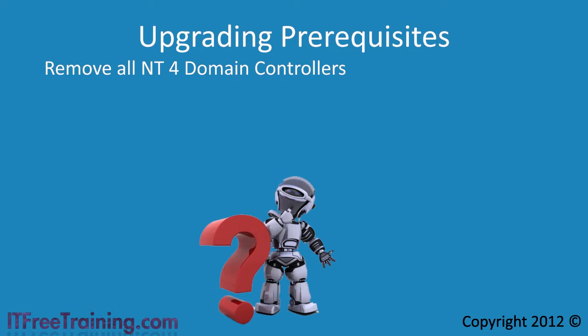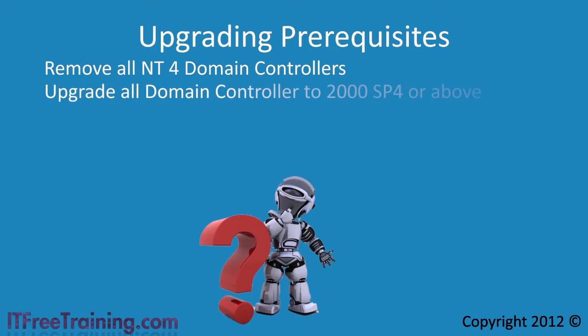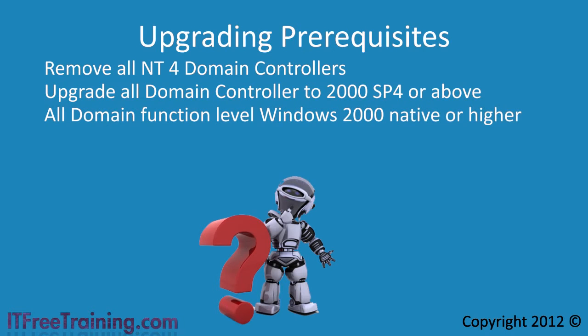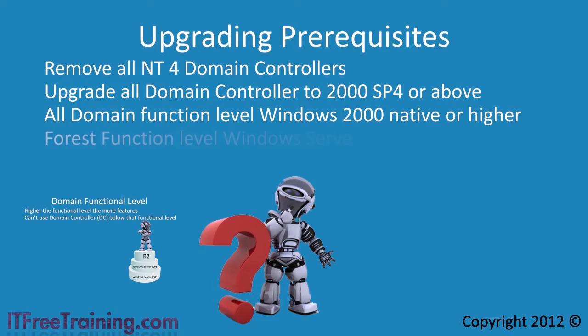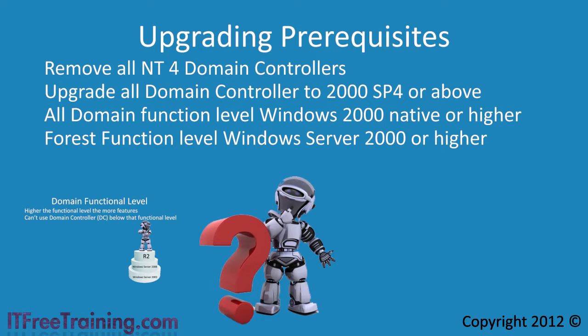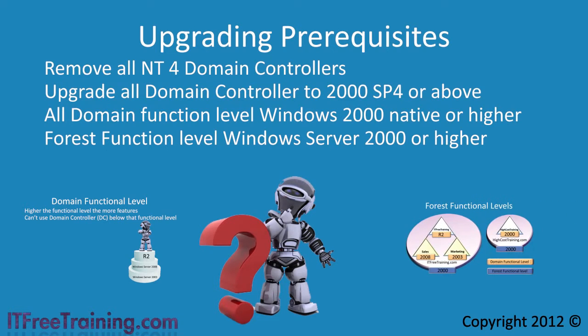For the rest of the domain controllers on your network, ensure that they are running Windows Server 2000 with Service Pack 4 or above. Second, you need to ensure all the domain functional levels in your forest are Windows 2000 native or higher. For information on how to do this, please see our previous video on domain functional levels. Third, you need to ensure that your forest functional level is set to Windows Server 2000 or higher. Once again, see our previous video on forest functional levels on how to achieve this.